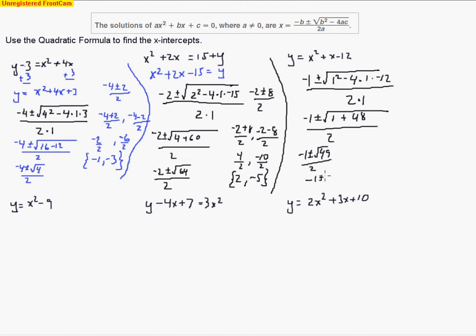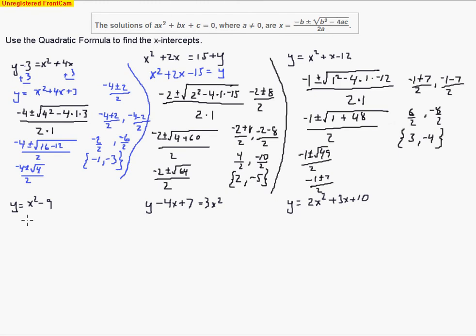So negative 1 plus or minus the square root of 7 all over 2. We can set up our two problems. Negative 1 plus 7 over 2, and we have negative 1 minus 7 all over 2. So when we do that work, we end up with a 6 over 2, which just makes 3. And then on the other one, here we have a negative 8 over 2, which makes a negative 4. Those are our two x-intercepts.